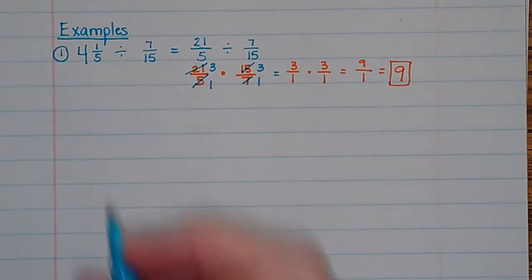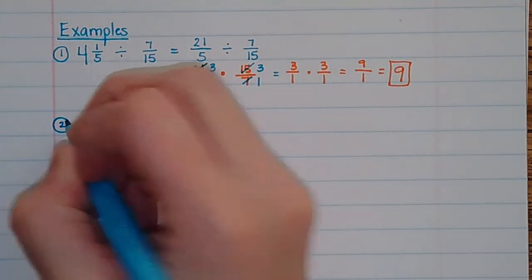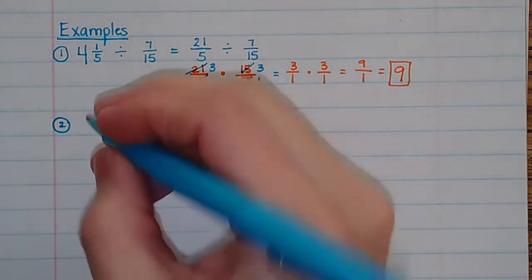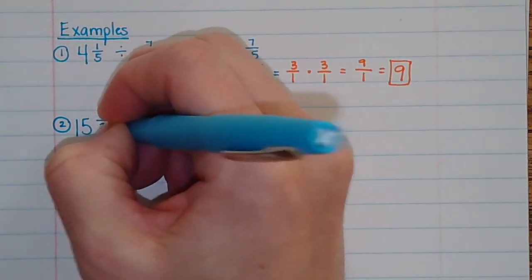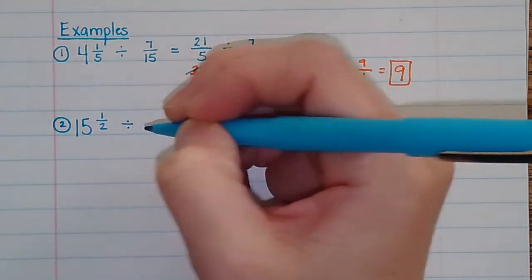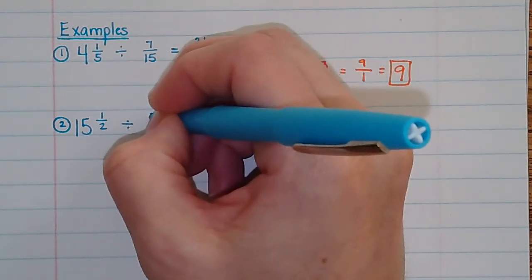All right, what's next? Let's try 15 and 1/2 divided by 5/8.